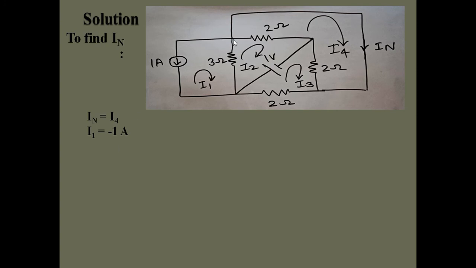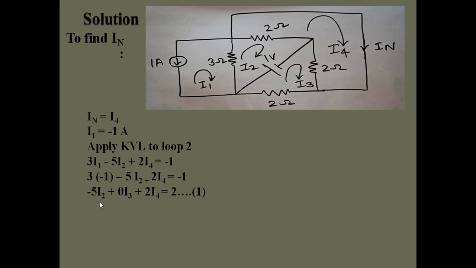After that we will apply KVL to loop 2. When we apply KVL to loop 2, we will get the equation as 3I1 minus 5I2 plus 2I4 is equal to -1. If we put the value of I1 as -1, then the equation will appear like this. 3 into -1 will become -3. When we take it to the right hand side, it will become +3. +3 and -1 will give us +2. This equation does not contain I3 value, so we will write it as 0 I3. So our equation is -5I2 plus 0 I3 plus 2I4 is equal to 2.